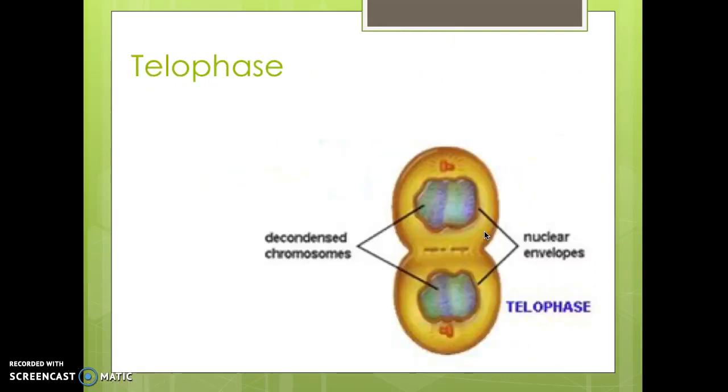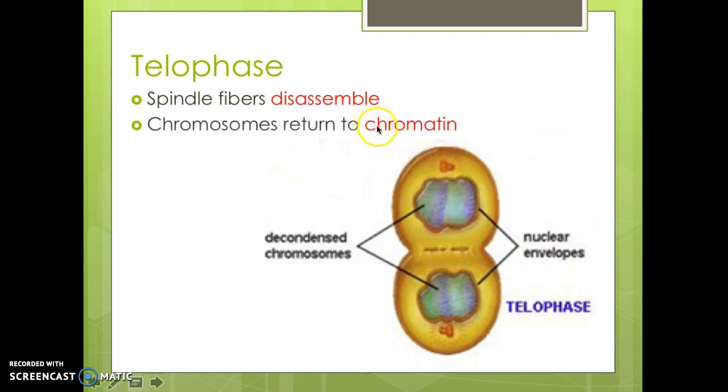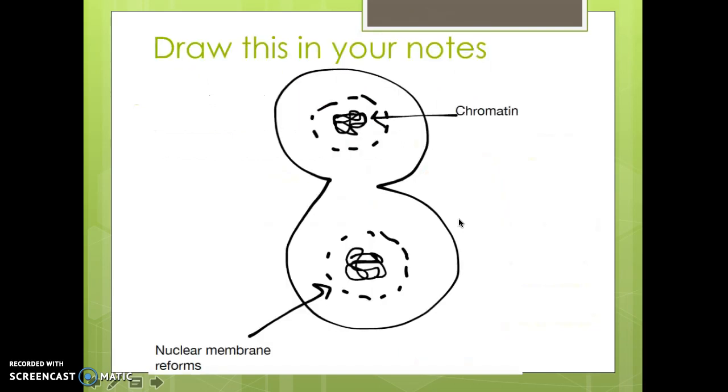Telophase is the last phase of mitosis. The spindle fibers are going to disassemble, meaning they're going to go away. The chromosomes are going to return to being a crumbled up mess. Think of them as the relaxed form. They get really messy again. The nuclear membrane is going to reform. We're going to reform that nucleus that's going to keep the DNA safe and away from damage.